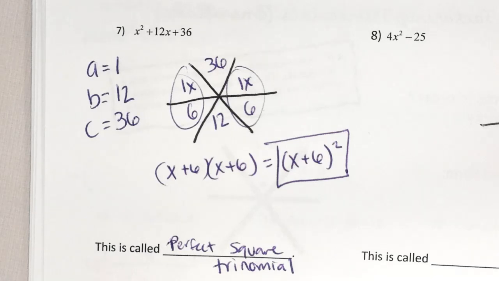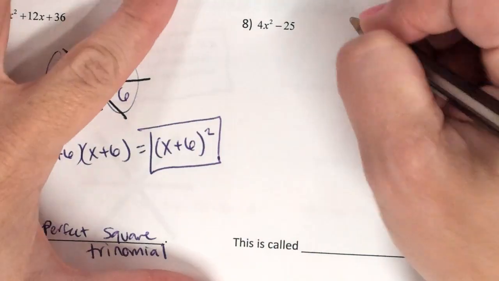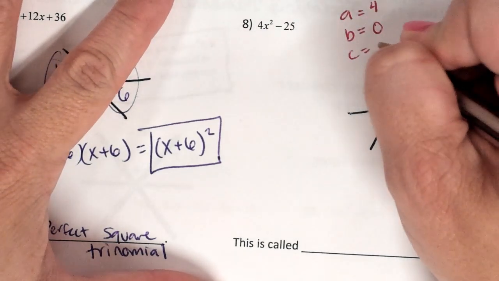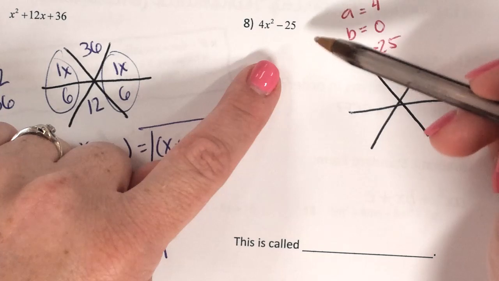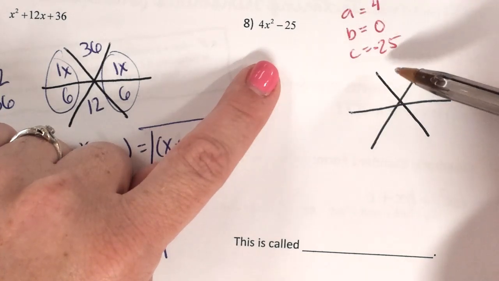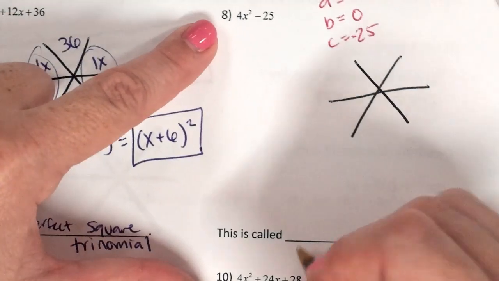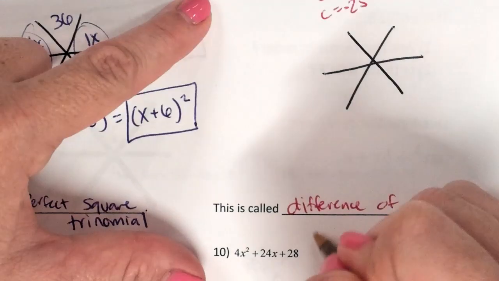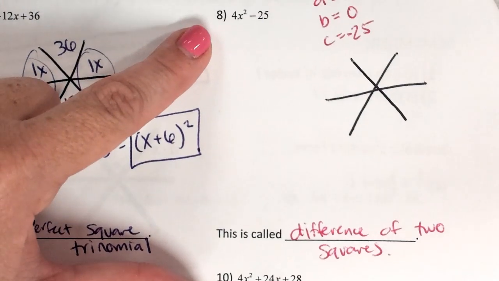Okay, now look at number 8. What's different about number 8? Not no C, no B. So technically, if you found your A, B, and C here, A is 4, B is 0, and C is negative 25, because B, remember, always has an X behind it, and there's nothing with just a single X. That's why it's 0. So you could do the snowflake here, but I'm going to show you the method that, because we know this is difference of two squares. We've talked about these already this week, or Friday last week. So difference of two squares. I'm going to show you what we talked about.